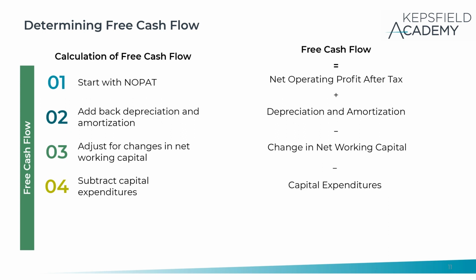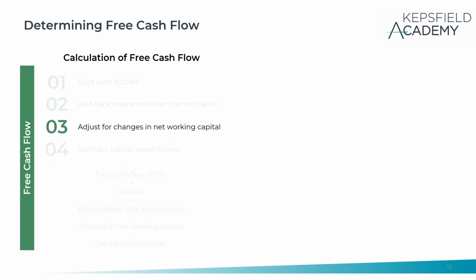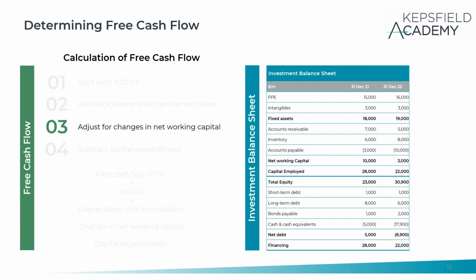The first 2 steps in the free cash flow calculation are relatively straightforward. We have discussed the calculation of NOPAT. Depreciation and amortization can be found directly from the income statement. The adjustment for net working capital requires a little more explanation. The change in net working capital affects the company's cash flow. An increase in net working capital is an investment and thus reduces free cash flow, whereas a decrease in net working capital reduces capital employed and thus increases free cash flow.